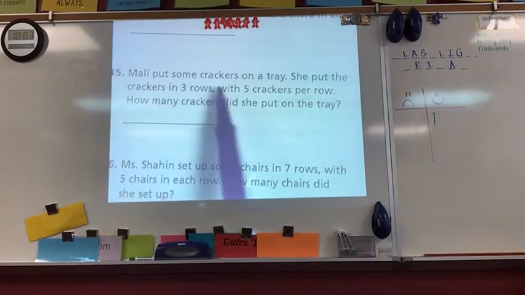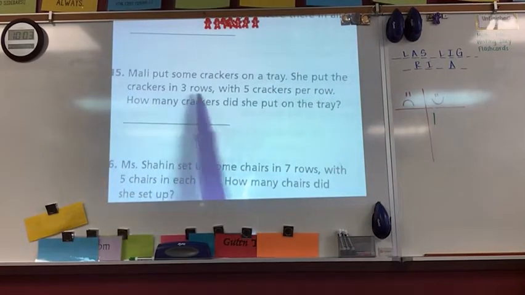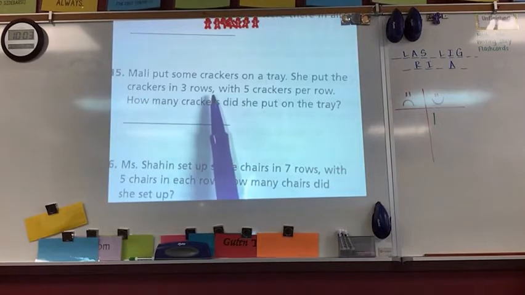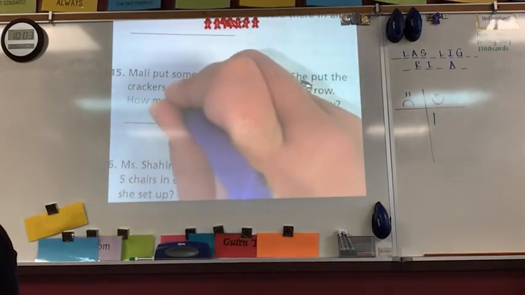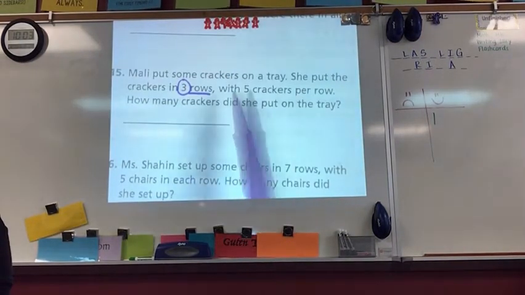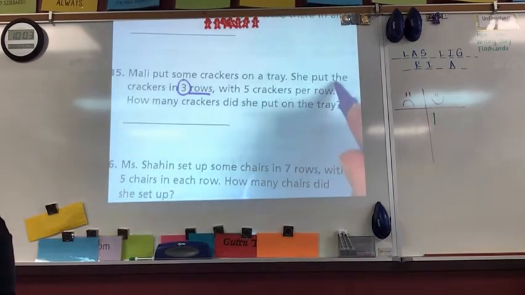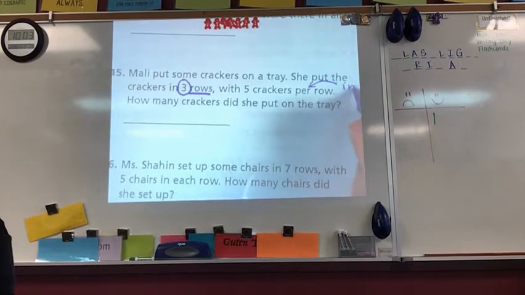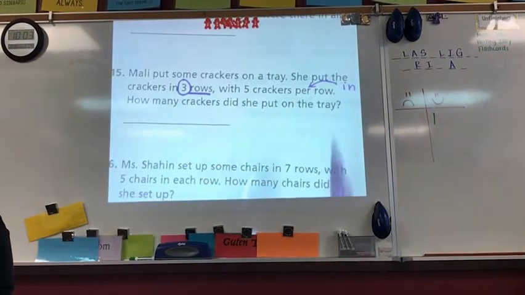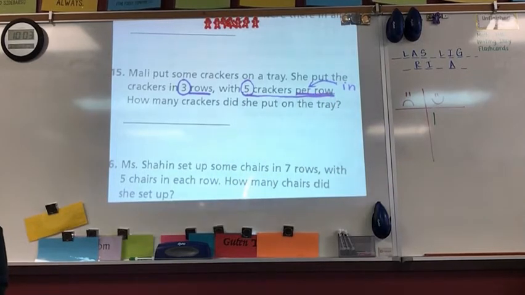Molly put some crackers on a tray. She put the crackers in 3 rows. Ooh, I heard it too. 3 is definitely important, and rows tells me what I might be drawing. With 5 crackers per row. This word per is the same thing as in each. So that's important for me too. There's 5 in each row. How many crackers did she put on the tray?